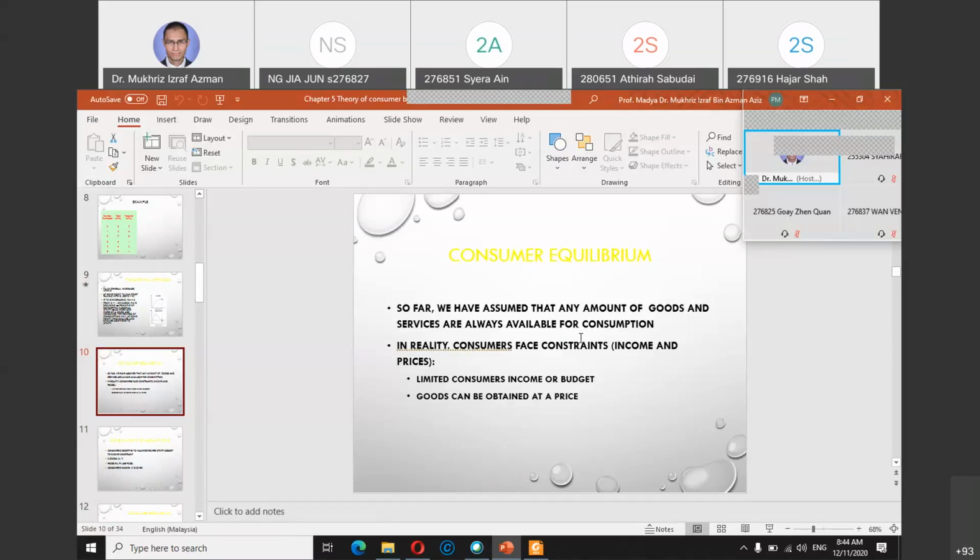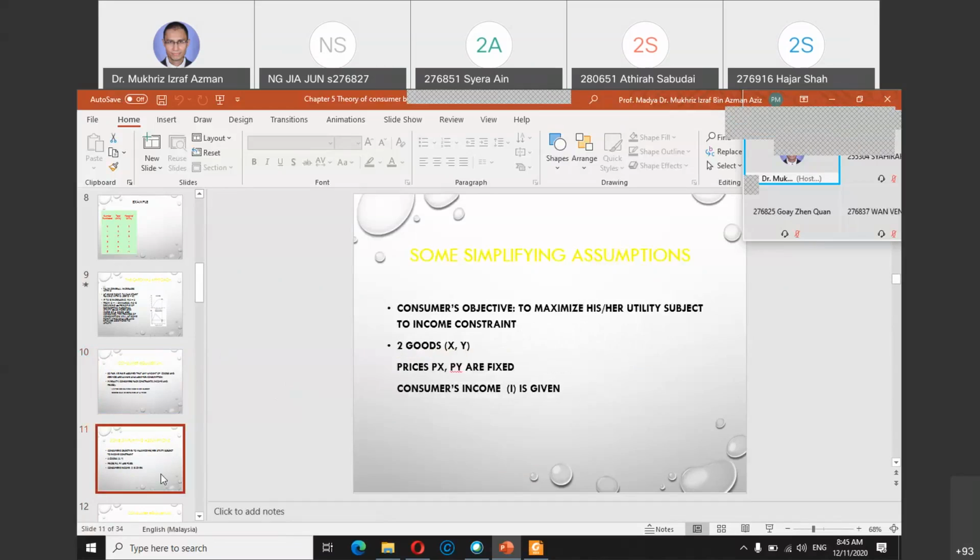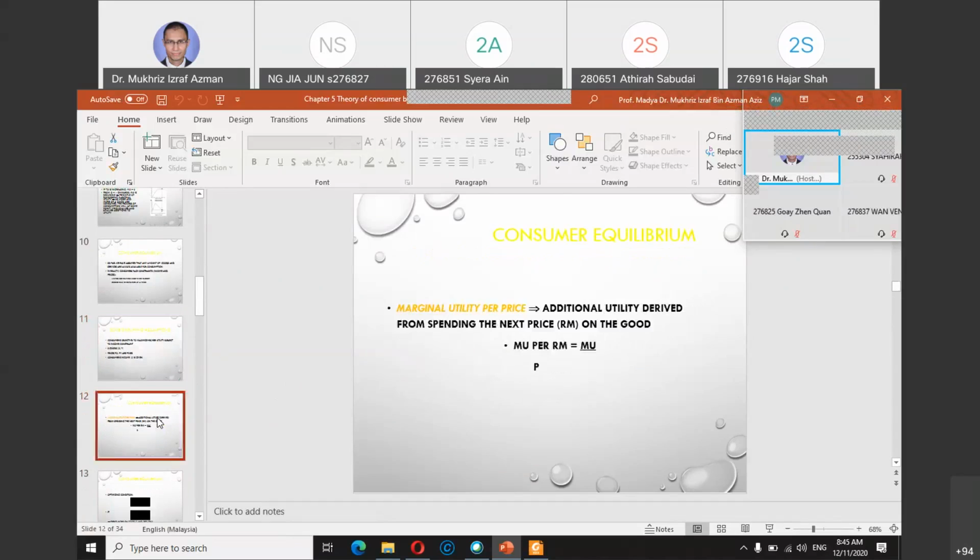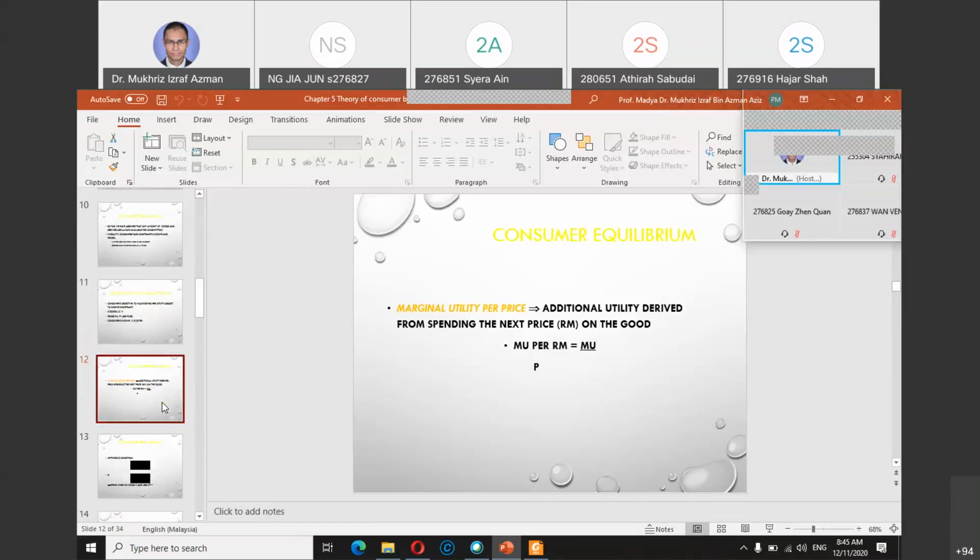We also talked about why you need to find the optimum combination, because we have limited income. How much you can buy depends on how much income or money you have, and also on the price of the goods that you want to buy. Based on this limitation, income and the price of goods, the consumer needs to make the best decision on how much X and Y they need to buy.